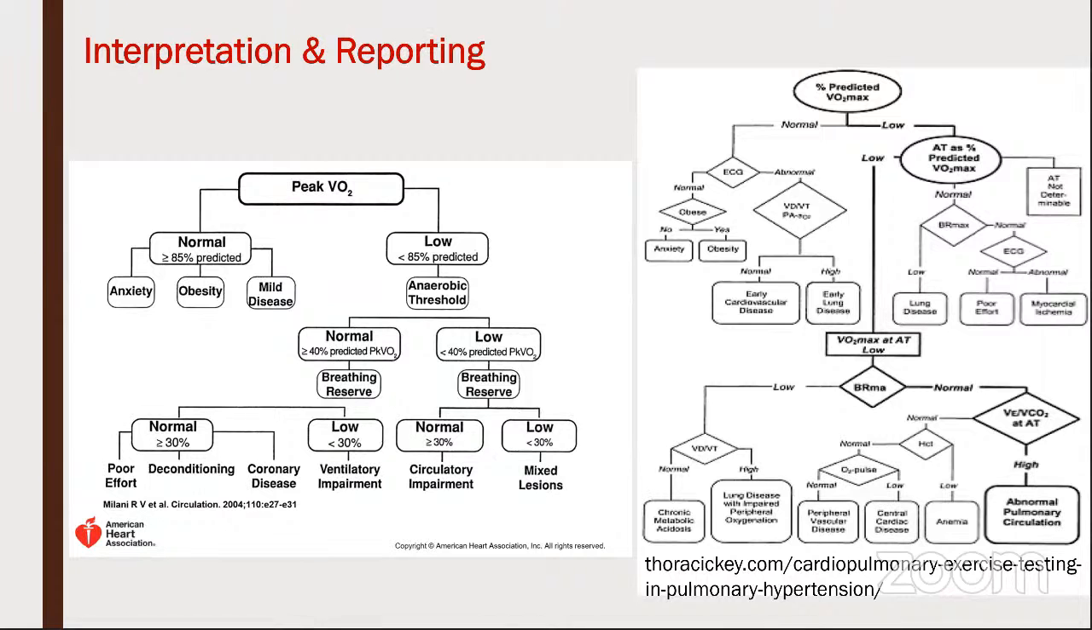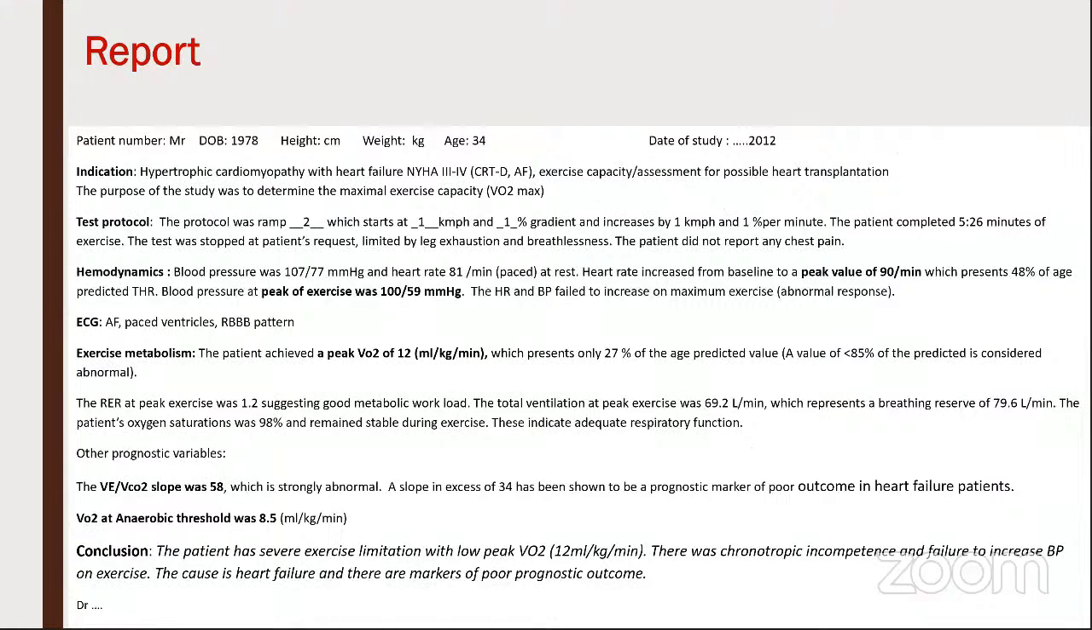This was a patient we saw in Aberdeen with hypertrophic cardiomyopathy, who already had a CRTD and was NYHA class 3 to 4. This patient had a hemodynamic response where the heart rate as well as the blood pressure did not improve. The blood pressure even dropped a little bit. And his peak VO2 was very low for a 34-year-old man. Peak VO2 was 12.